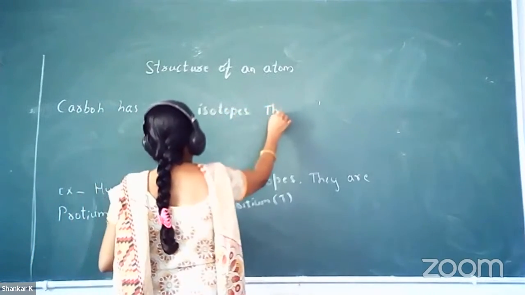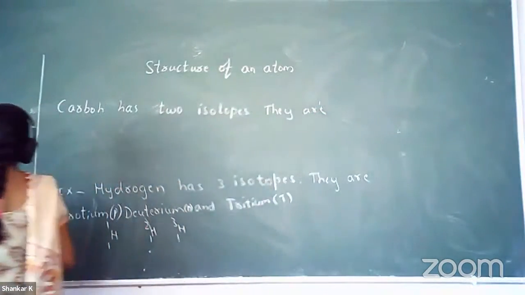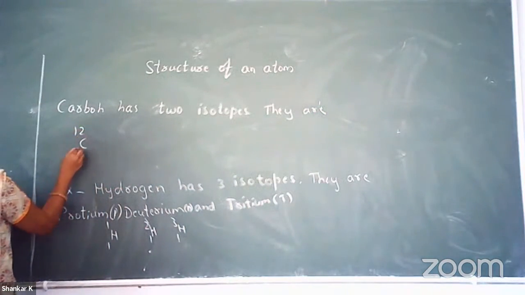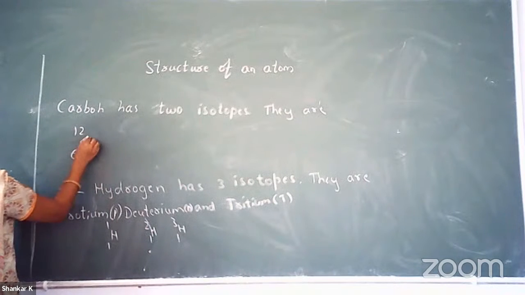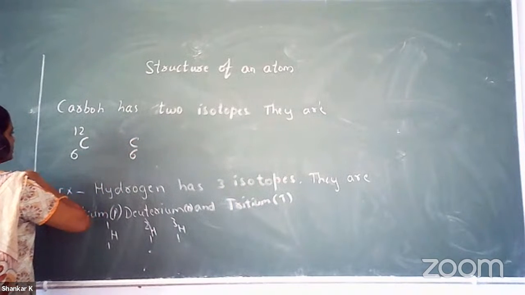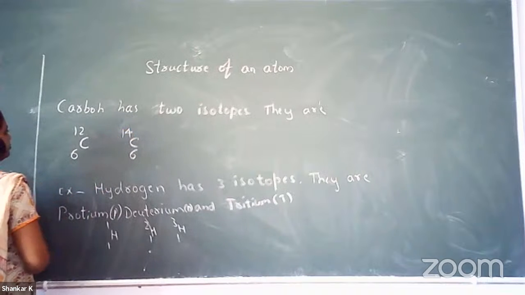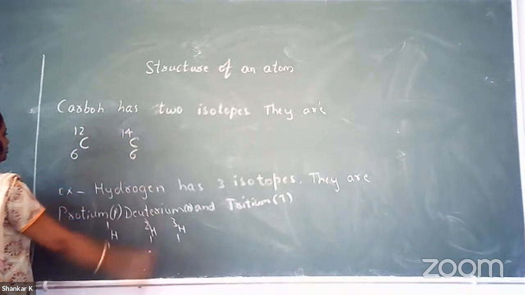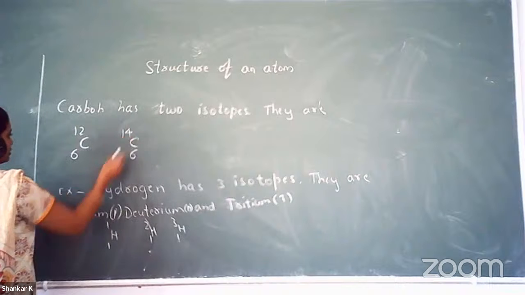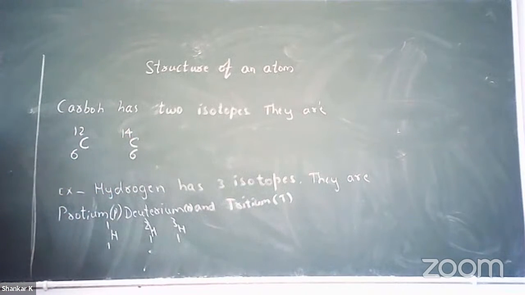So they are, you know that carbon C-12 with 6 is the symbol of carbon, and the atomic number will be 6. If it's 12, the other will be 14. 12, 14. So they have different mass number and same atomic number. Like that you can take chlorine also. Chlorine also has two isotopes.